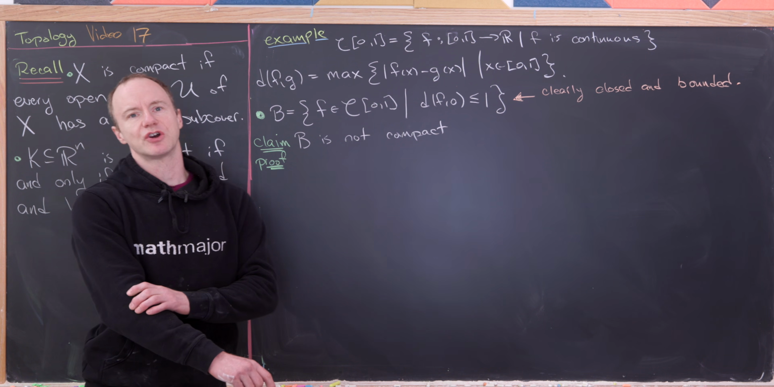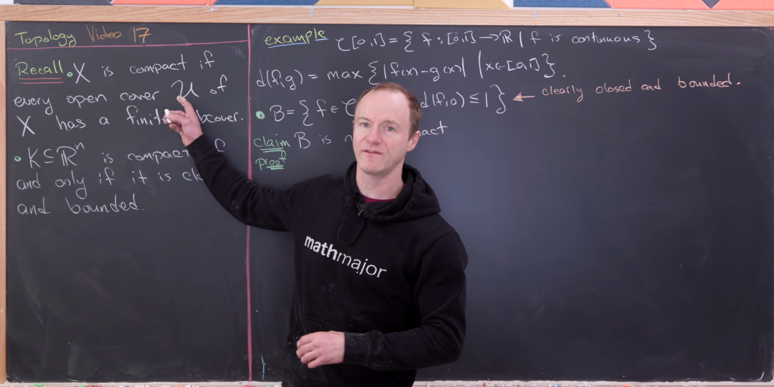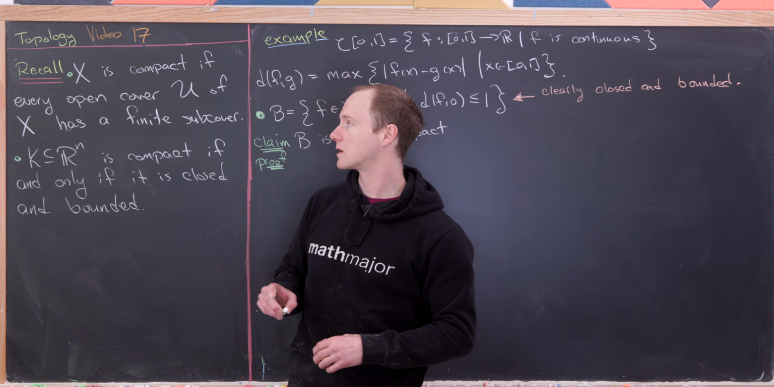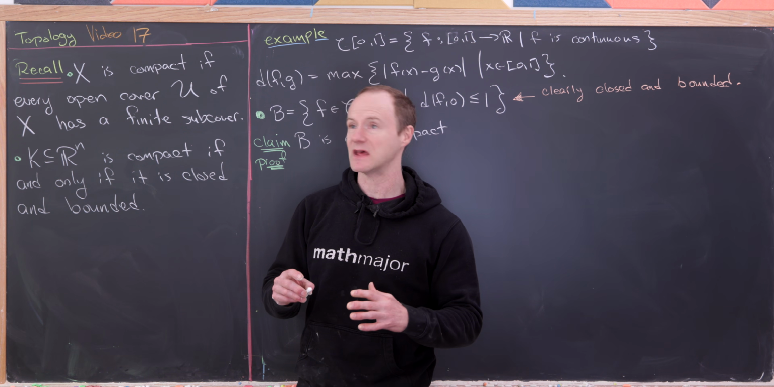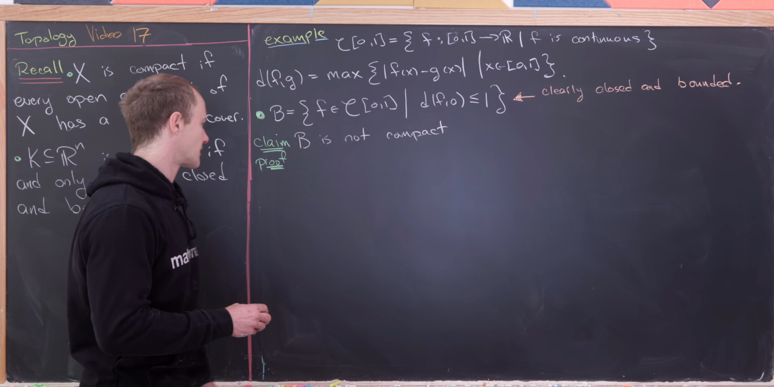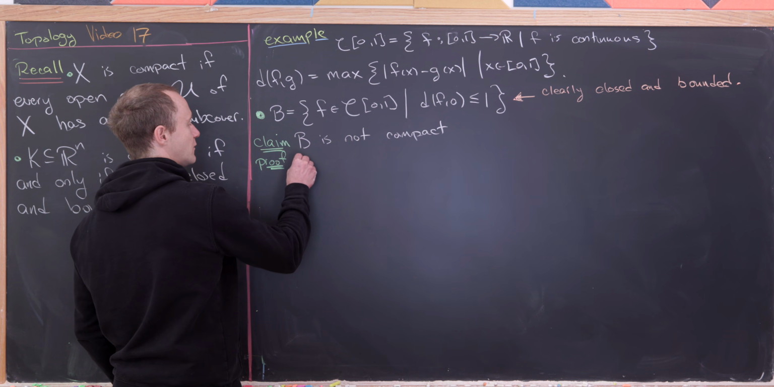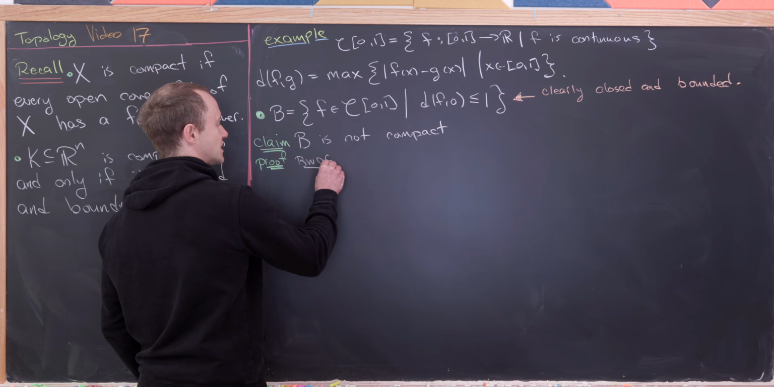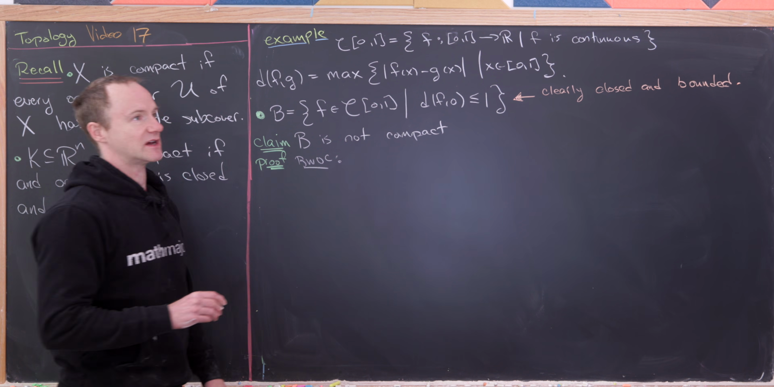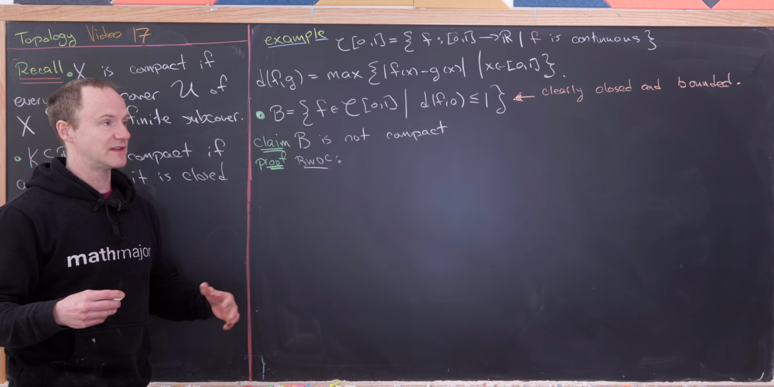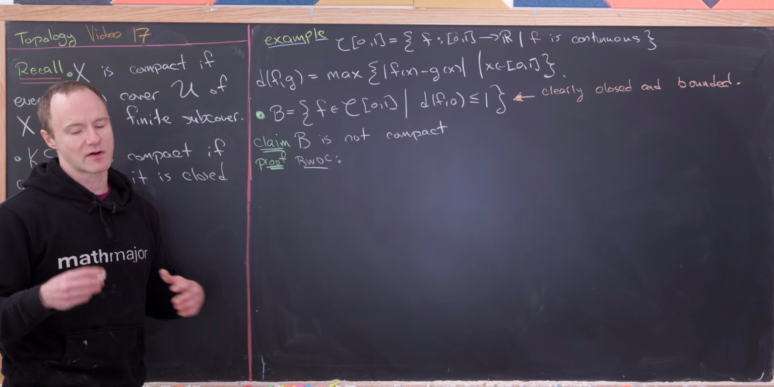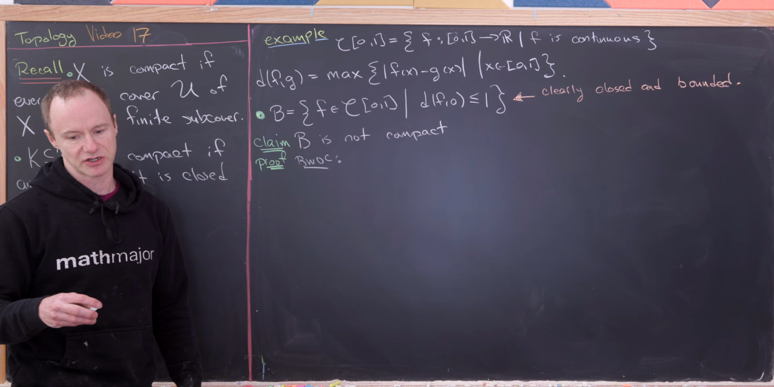What do we need to do to show that it's not compact? Well, by the definition of compactness up here, we need to find an open cover that does not admit a finite subcover. But in fact, our proof will go by way of contradiction. And what I mean by that is we're going to start with an open cover, assume that it's compact, and thus we have a finite subcover, and show that that leads us to a contradiction.